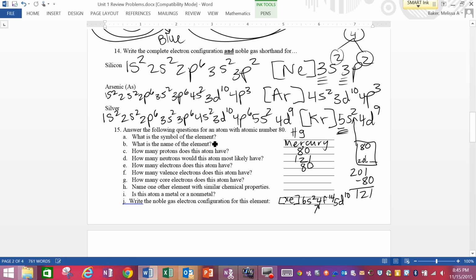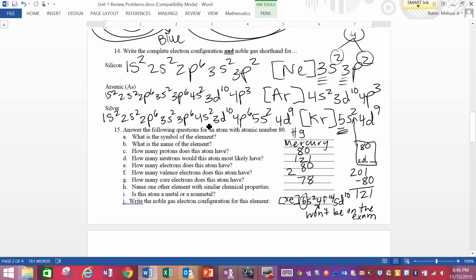We didn't do anything with the F subshell, and this won't be on the unit exam. Won't be on the exam. But we can still use this configuration to help us figure out how many valence electrons it has. Biggest number is 6, and there are 2 in there, so this would be 2. And for the core electrons, we would do 80 minus 2, that's 78.